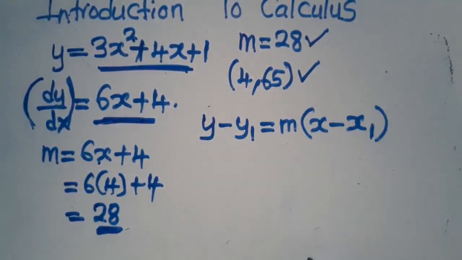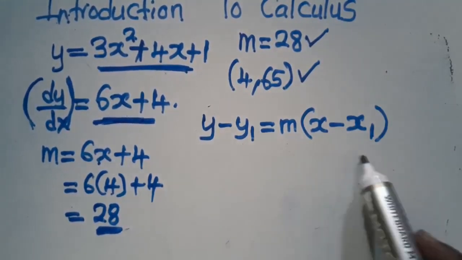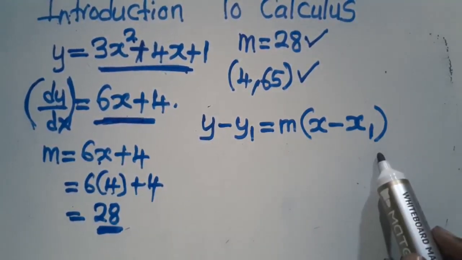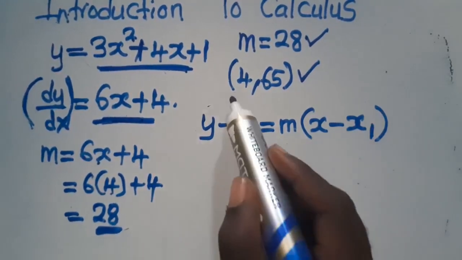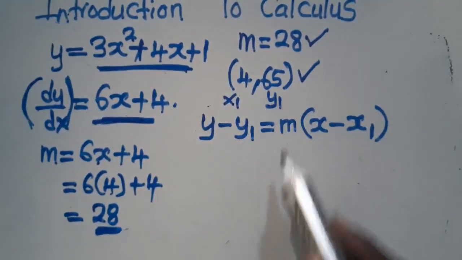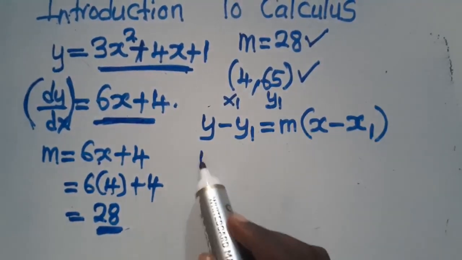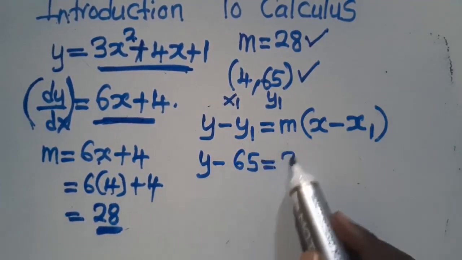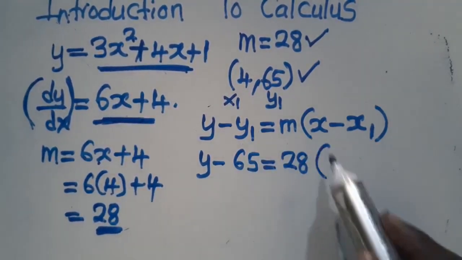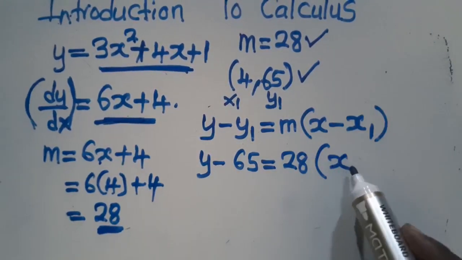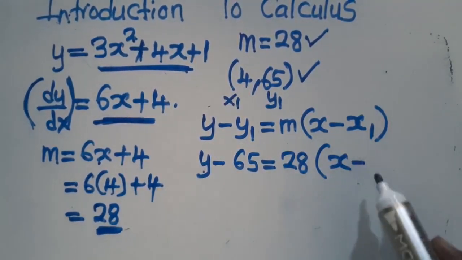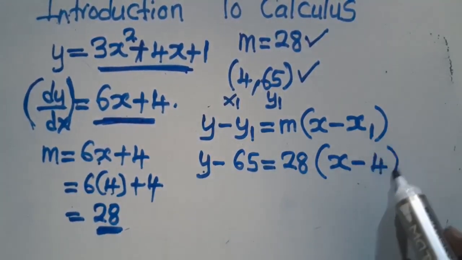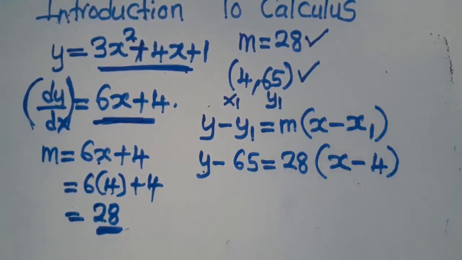This equation, you are supposed to know it. This one is called the equation of a straight line. This is x1, this is y1. You substitute: y minus, what is your y1? 65. What is your gradient? 28. The x and this y remain. Minus, what is your x1? x1 is 4. You put a 4 there. Like this.